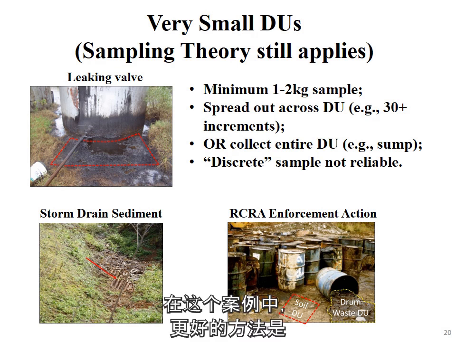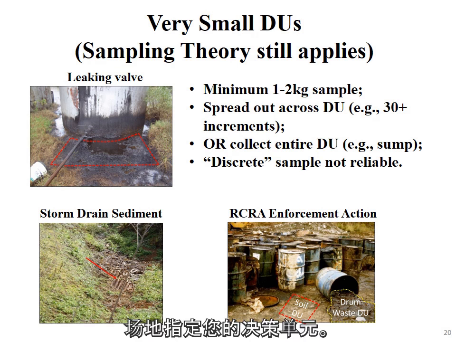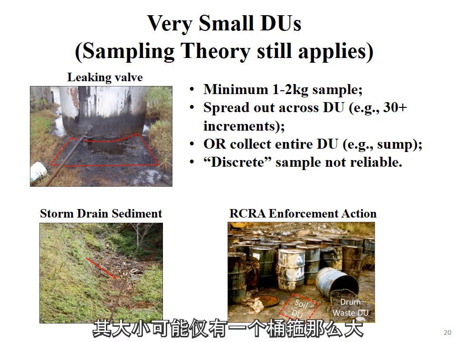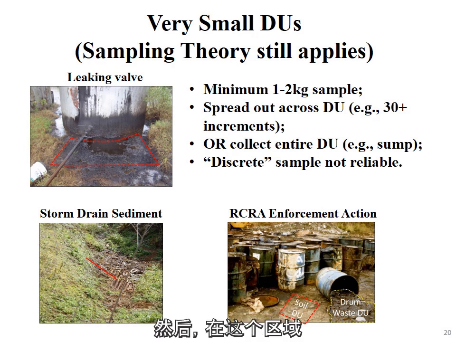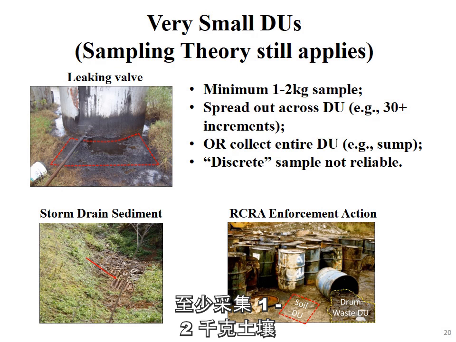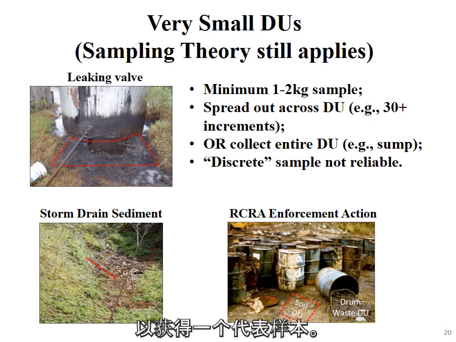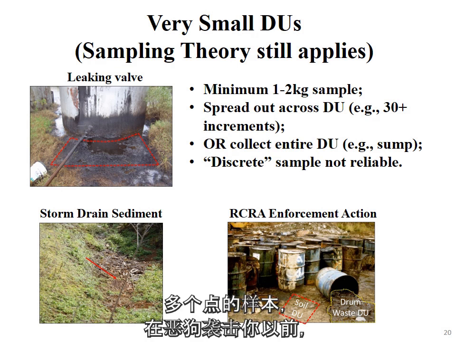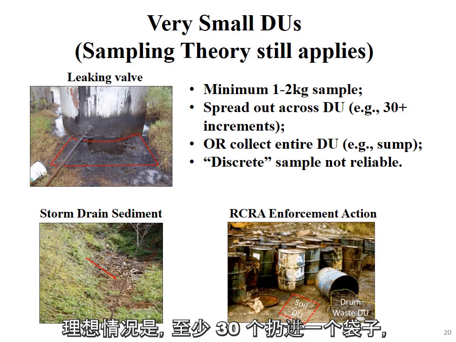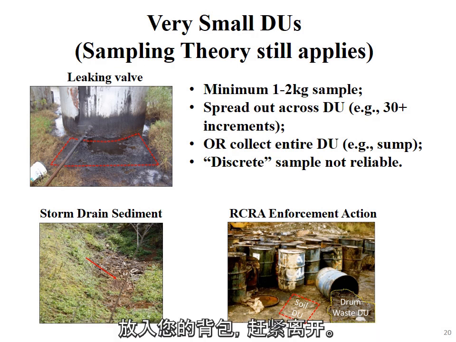So in this case, a much better way to do it is when you run into a site, very quickly designate your decision unit. It may only be the size of a barrel hoop or hula hoop, or 1 square meter. And then within this area, collect a minimum 1 to 2 kilograms of soil. It's required under sampling theory for particles to get a representative sample. And then collect the sample from as many points within this area as you can before the dogs get you, ideally at least 30. Throw it in a bag, put it in your backpack, and get out.